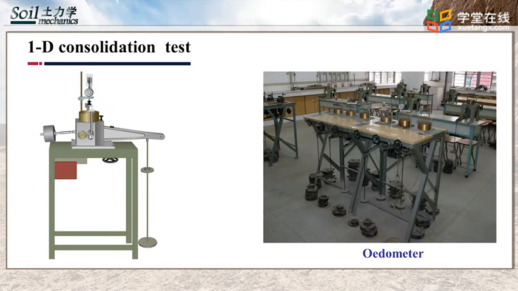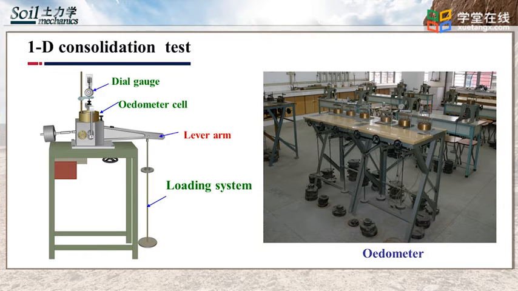The characteristic of soil during one-dimensional compression can be determined by the oedometer test. This picture shows the oedometer, which includes loading system, oedometer cell, and dial gauge. The soil specimen is placed in oedometer cell. The load on the specimen is applied through a lever arm, and the compression of the specimen and the pressure is measured by a dial gauge operating on the loading clamp.